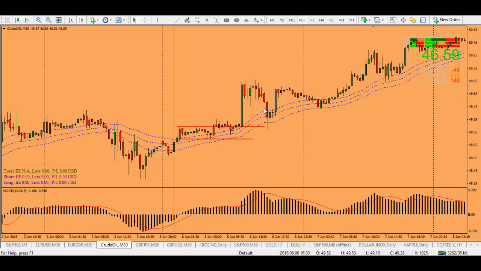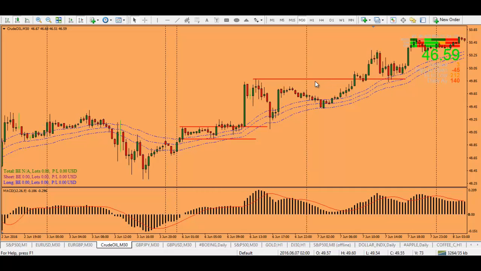Another example here. We have another pullback. Market breaks up, pulls back, enters the cloud again. The sellers fail in the cloud. This is our swing high. Now this is a bigger stop loss, so you can choose to take it or ignore it. We're just using this as an example.